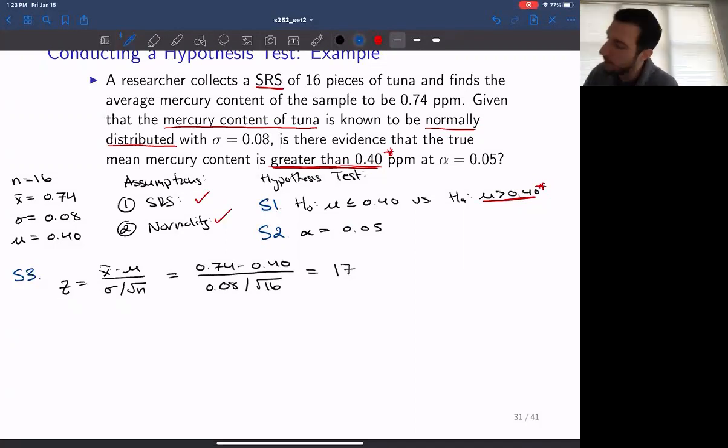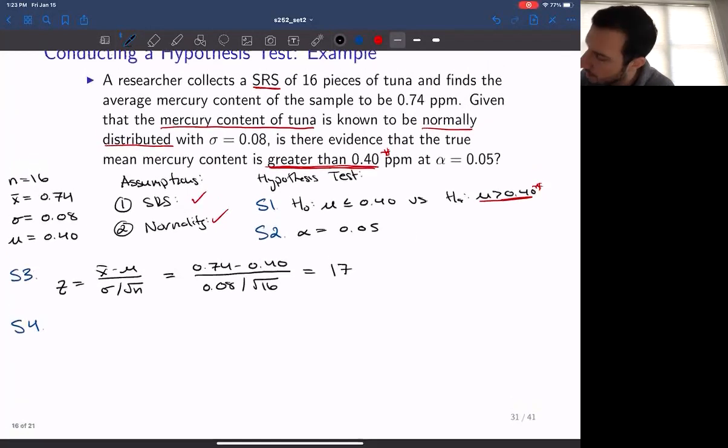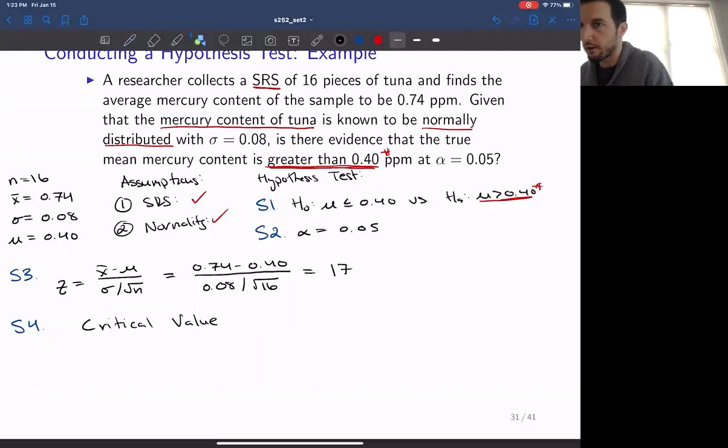Okay. On step 4, I can take either the critical value approach or I can take the p-value approach. So if I take the critical value approach, I start by sketching the standard normal curve.